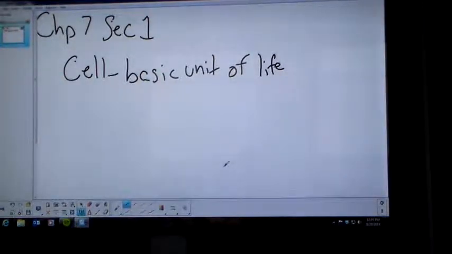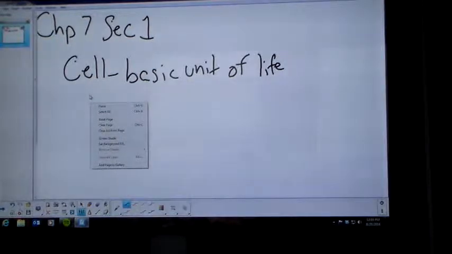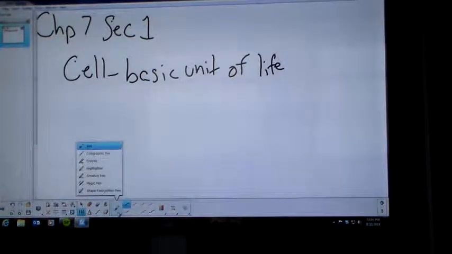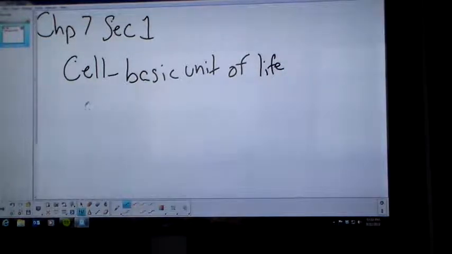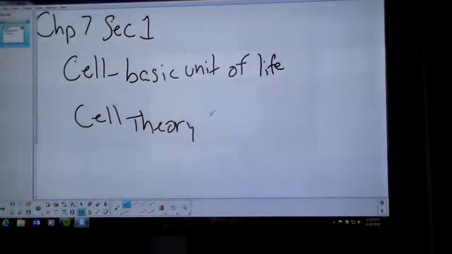Alright, now with the cell being the basic unit of life, one of the things you'll need to know for your SOL test, first of all, is something called the cell theory. There are 3 parts to the cell theory.